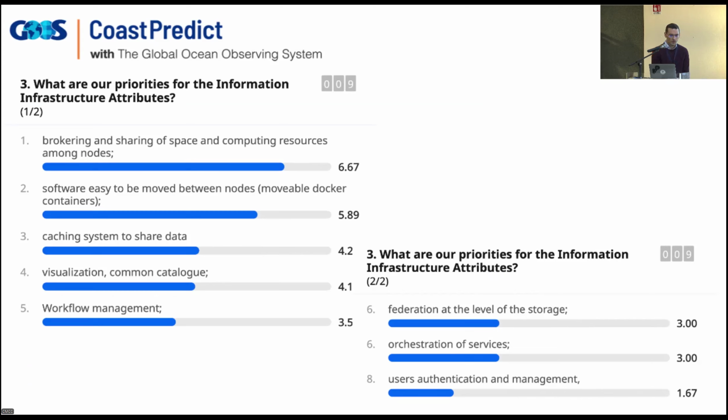Besides that, we also asked about the top priorities for the infrastructure. We provided a list of priorities, and these were ranked in a different way. Apparently, the two most important ones were sharing the space and the computing resources, as well as the possibility of having the software moved easily on different nodes by using containers. Of course, this comes out from the audience that we had, since they were more technical and focused on these aspects.